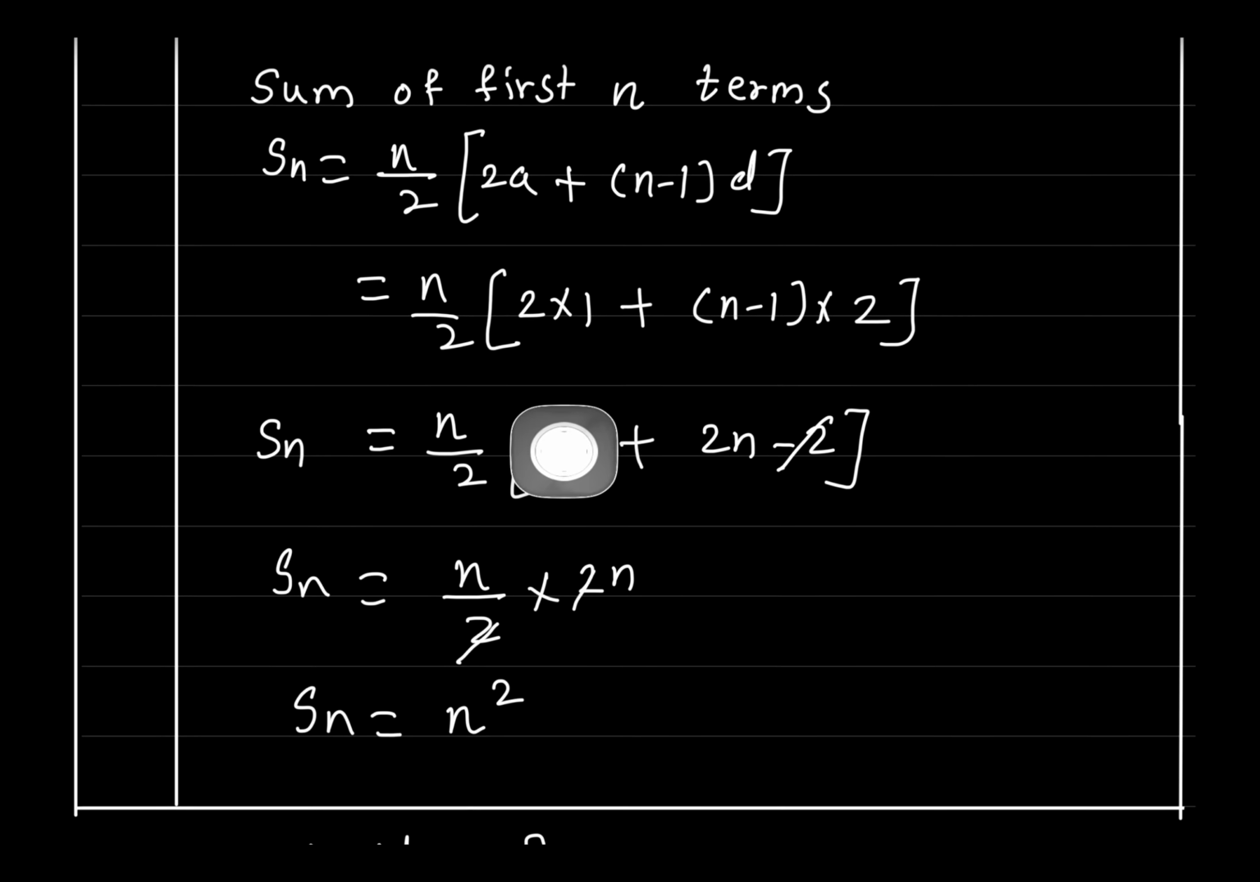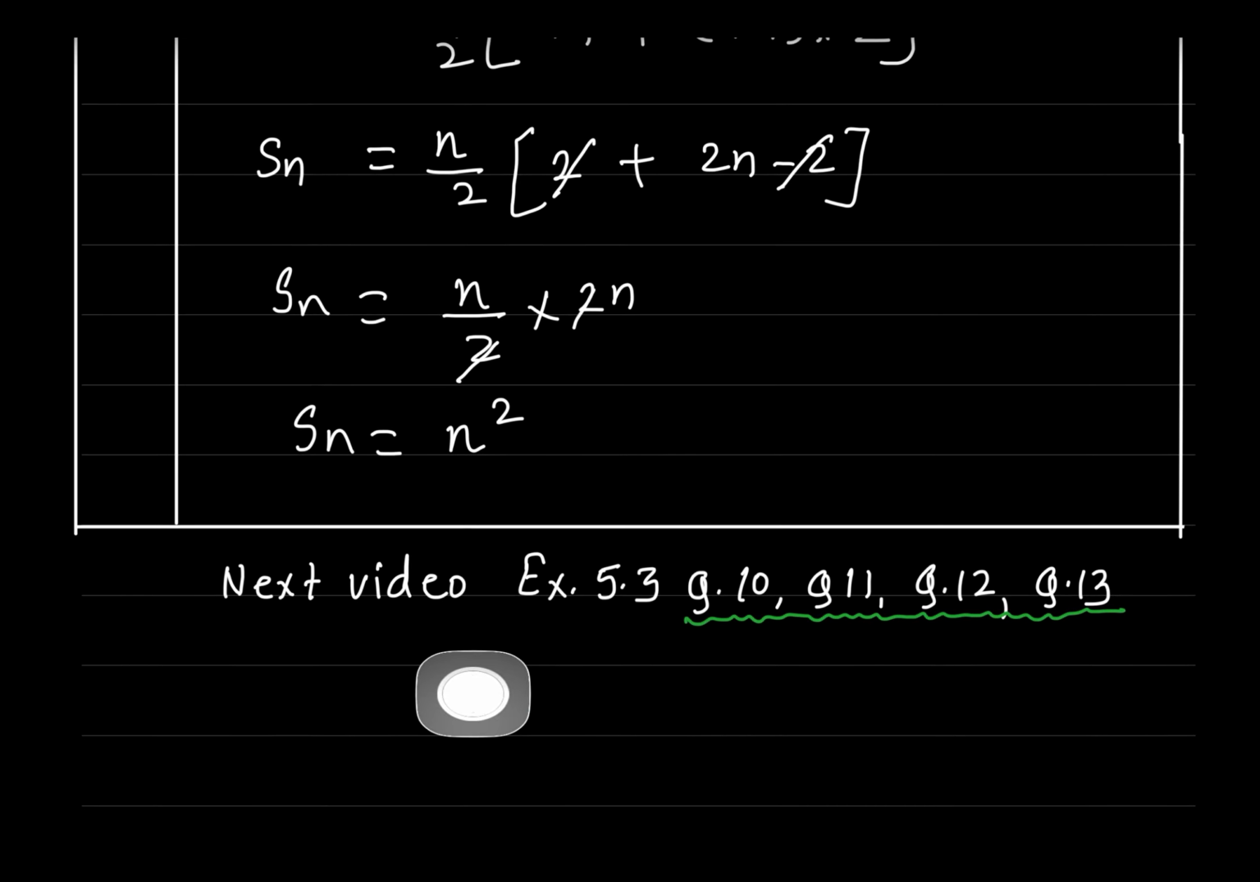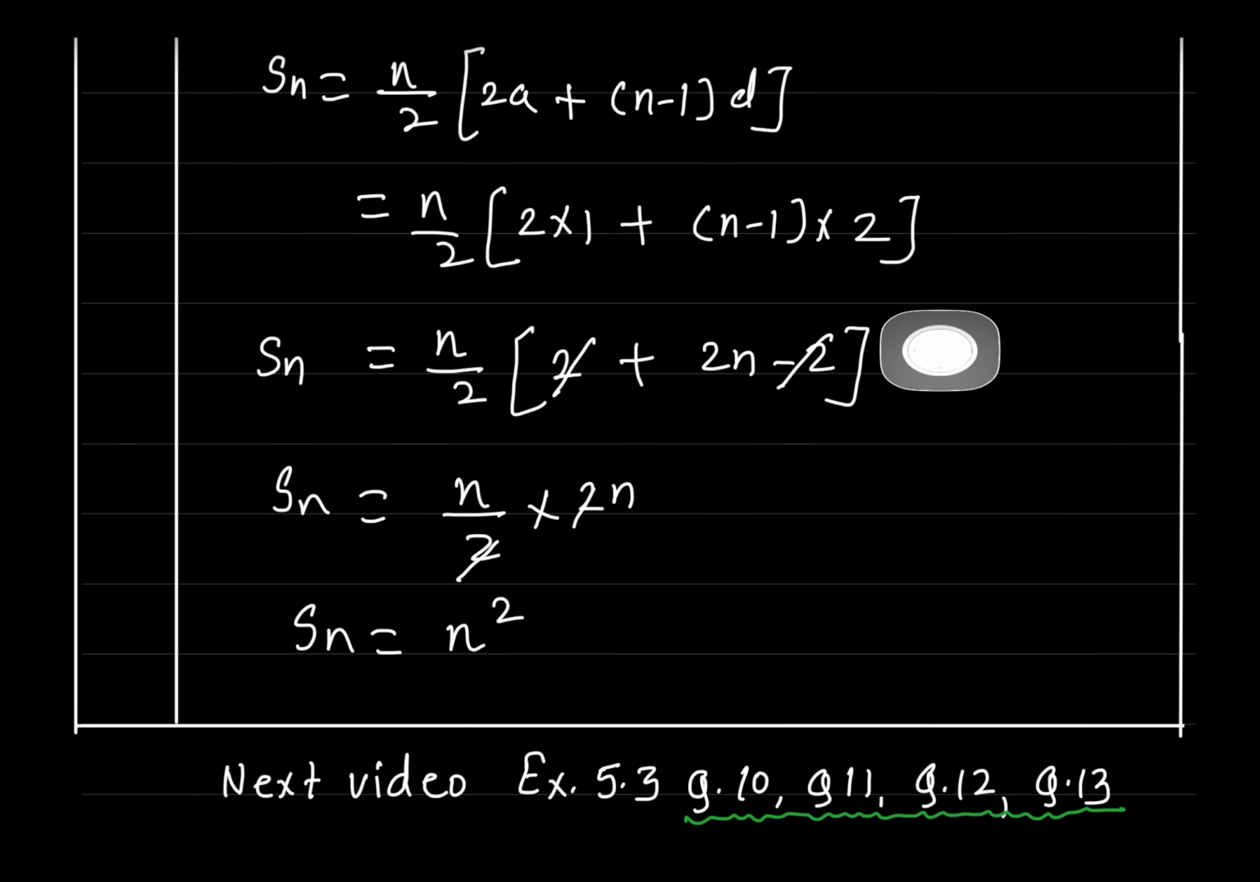They asked in the question to find the sum of the first n terms. So we use the formula for the sum of the first n terms, and we are getting the answer Sn equal to n square.